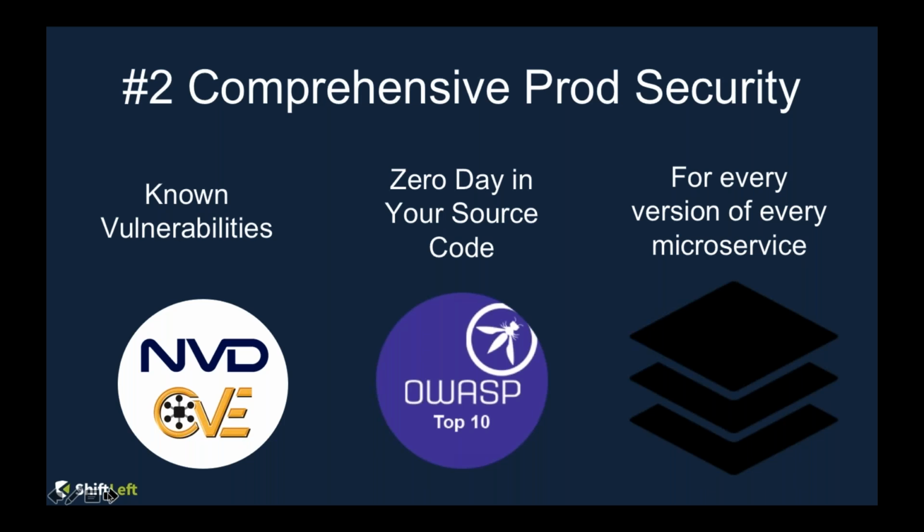And notice that you not only need to do this once a week or once a month, you need to do this for every version of every microservice. And so if you're releasing multiple times a day, and if you have several of these microservices, this problem only gets compounded. And so comprehensive production security really means addressing 0-day vulnerabilities in all components of your application for every release of every microservice.